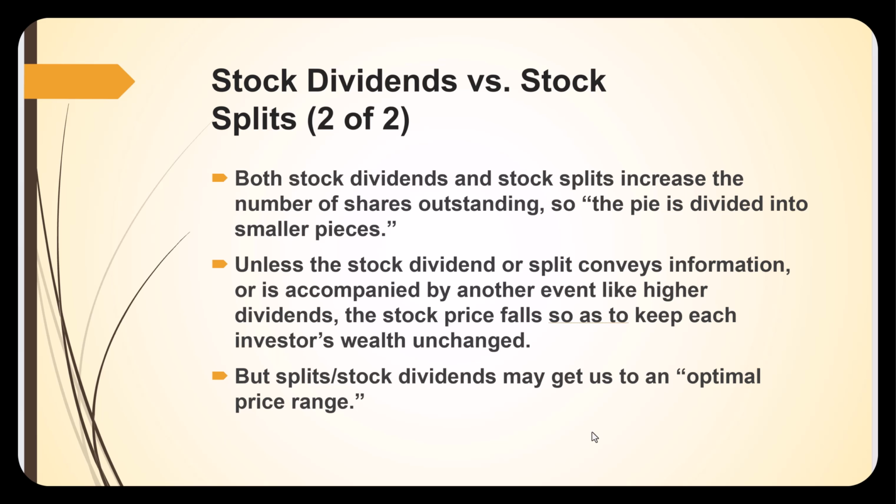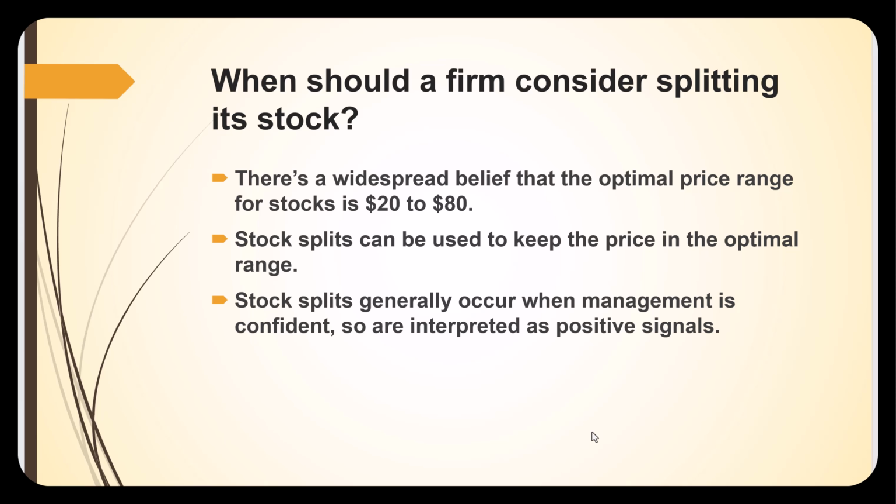So why do companies do this? Primarily, they do that for what we refer to as an optimal price range. Research has shown us that most of the trading activity happens to stocks that are in the $20 to $80 range. Now, this study is pretty old, so we might apply a little bit of inflation here. So we might now say that it's kind of like $50 to $100 is where all the action is.